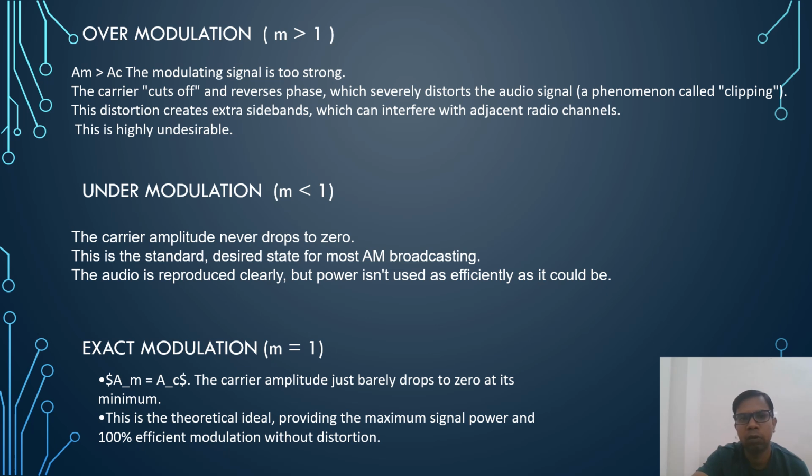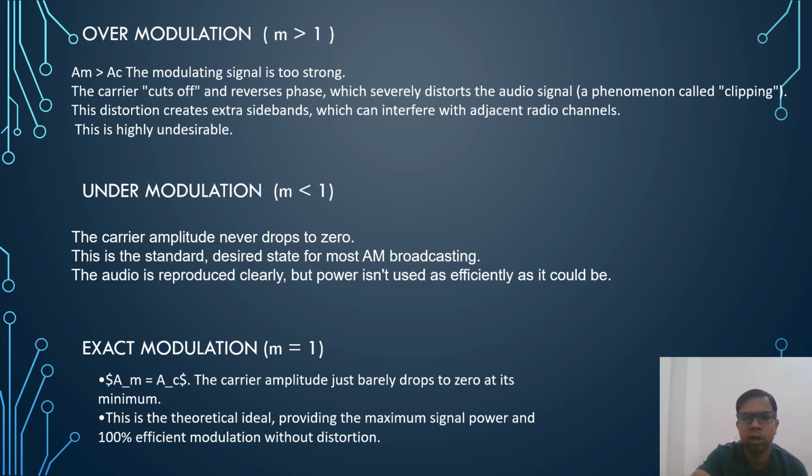There is a detail on over modulation, and these are some points. I can read it for you. In over modulation, M is greater than 1, that means the amplitude of the message signal is greater than the amplitude of the carrier signal. The carrier cuts off and the phase reverses, which severely distorts the audio signal. This distortion creates extra sidebands which can interfere with the adjacent radio channel. This is highly undesirable. That means we don't want this case.